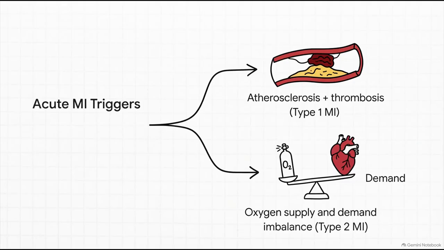Let's break those categories down just a little bit more. So if the troponin rises or falls with ischemia, we are automatically routing to acute MI. Like we talked about in earlier parts of this explainer, this is usually triggered by a couple of main things. You've got atherosclerosis combined with a thrombosis. Think plaque rupture, which is your classic type 1 MI. Or it could be a massive oxygen supply and demand imbalance, maybe from severe hypertension, which triggers a type 2 MI. The key takeaway? Both of these involve acute ischemia.